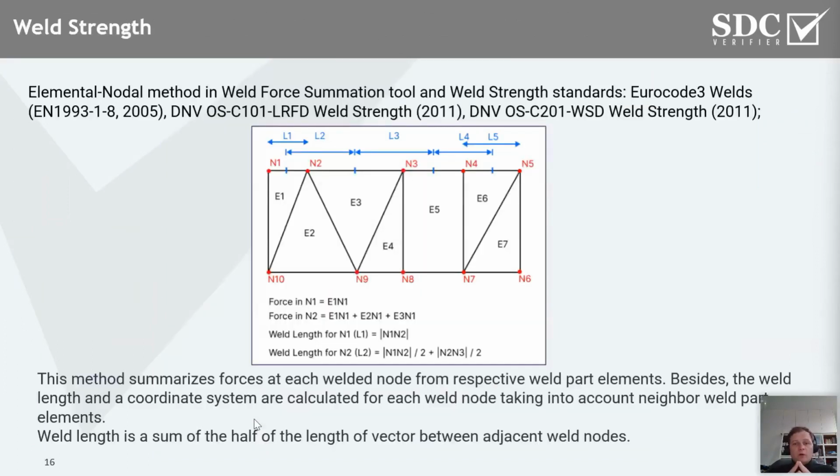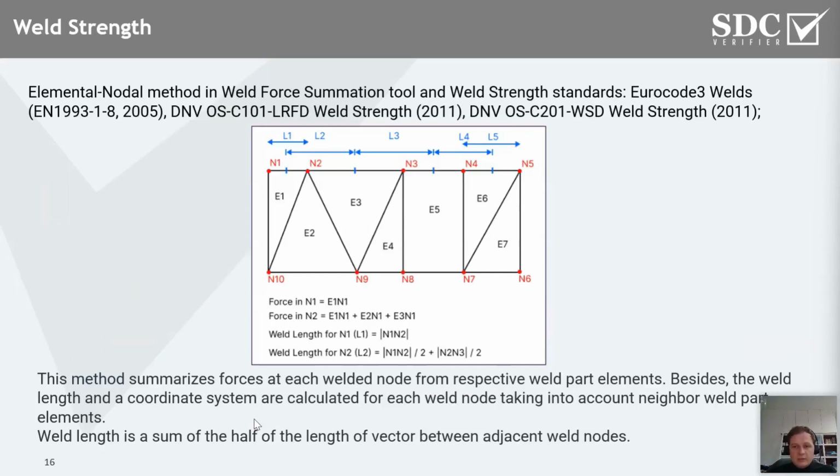Extra advancements for the welds. Now by default, there is the Elemental-Nodal method in weld force summation, which is replacing our previous nodal method for all the weld strength checks and weld strength standards, such as Eurocode 3, DNV weld strengths, and so on. This method is not only taking the forces from nodes, but it's summarizing the forces at each welded node from respective weld part elements.